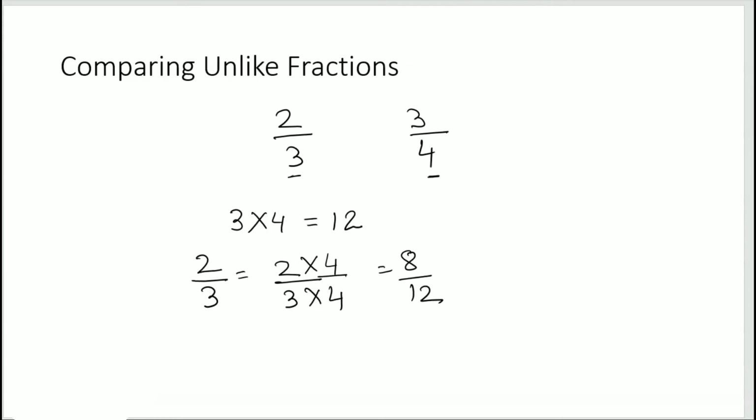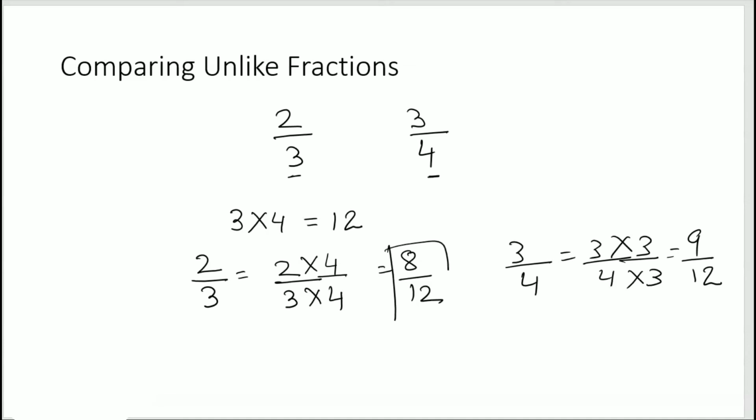And for the second one, 3 by 4, multiply both numerator and denominator by 3. So 3 times 3 is 9. 4 times 3 is 12. So I got 8 over 12 and 9 over 12. Now since the denominators are same, we can easily compare, right? 8 over 12 and 9 over 12.